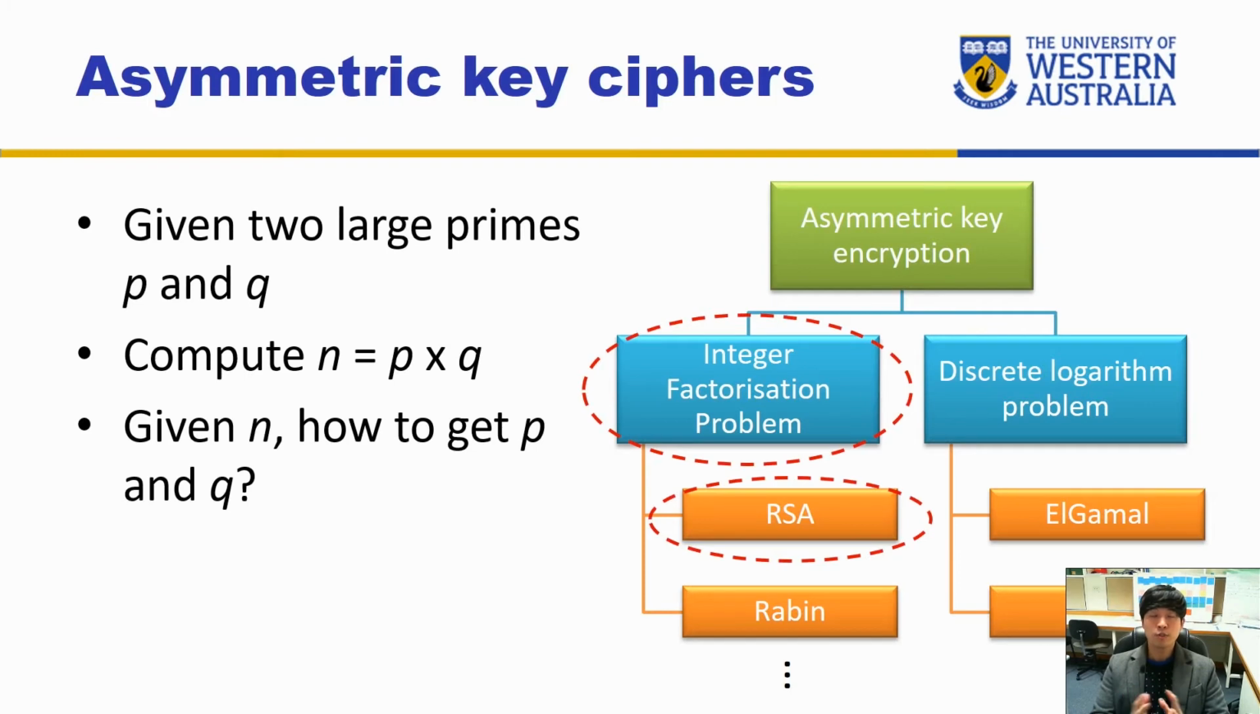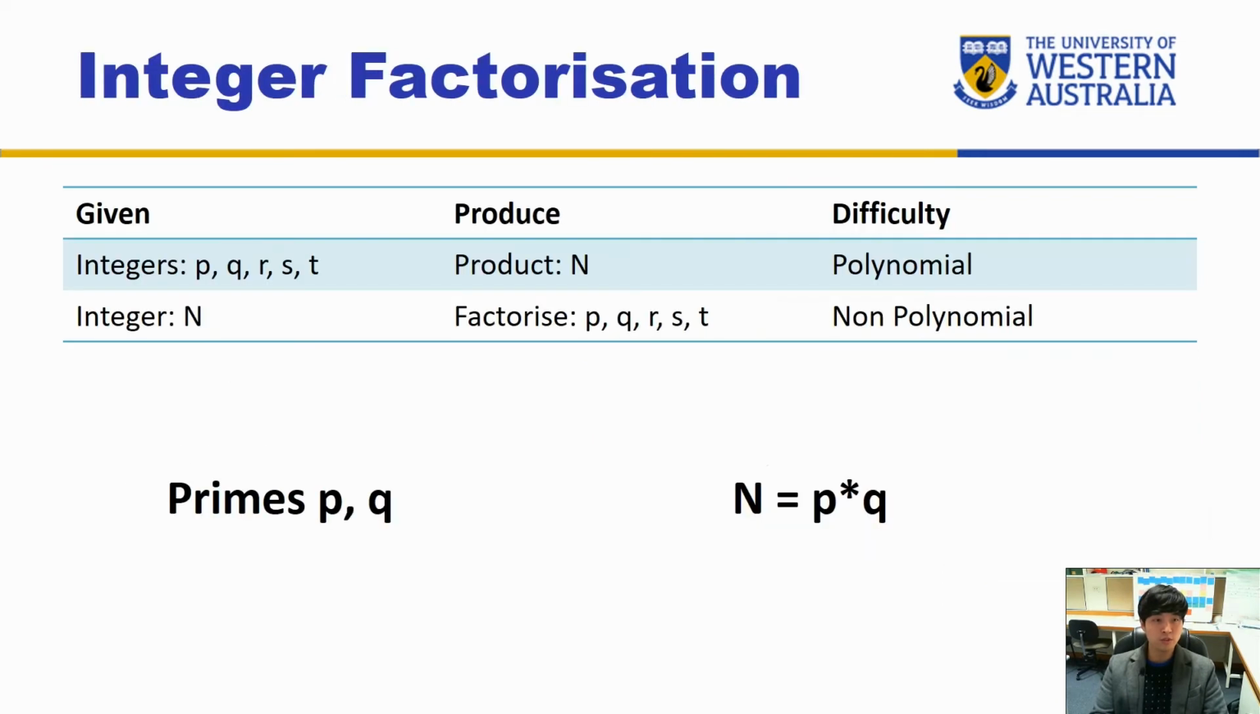So the question is like this. Given 2 large primes p and q, we can compute the product n, which is p times q. And given n, how do we get p and q? How difficult is it to get p and q? That's the question. If we are given a bunch of integers like p, q, r, s, t, and the product is n, you multiply p, q, r, s, t, all of them together.